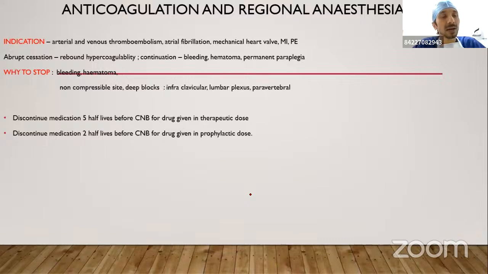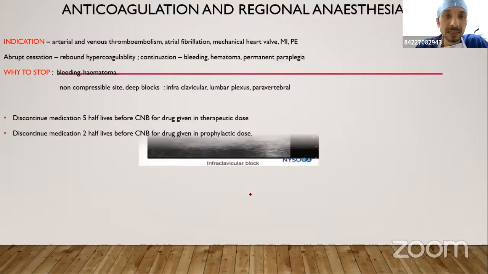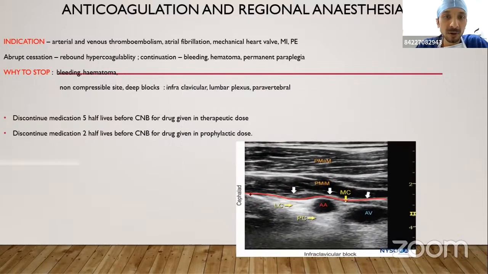Now, the thing with anticoagulants is, if they are abruptly stopped, they can cause rebound hypercoagulability, or their undue continuation will pose a threat of bleeding, hematoma, or paraparesis. So the need to stop the anticoagulants before regional anesthesia is to prevent bleeding and hematoma, especially for deep blocks at non-compressible sites, which are usually the lumbar plexus block, the paravertebral block, the infraclavicular block.